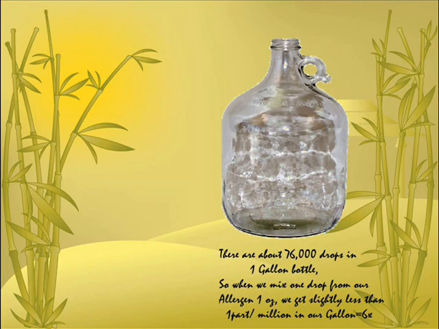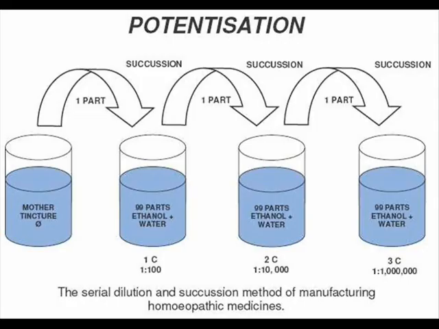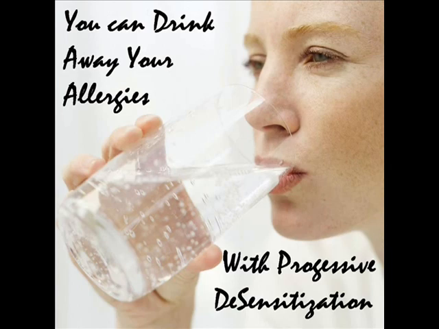Next, we put 1 drop of that into a gallon of water, where there's approximately 76,000 drops. We succuss it again, of course, and this makes us our 6X formula, 1 part per million. This is one of the ideas of homeopathy, and you can do this at home. Now, you start with 1 sip of this water, which is 1 part per million, and wait an hour to see if there's any type of reaction. You might even wait a full day. Once you're comfortable, then you can drink that entire water and help to wash away your allergies.